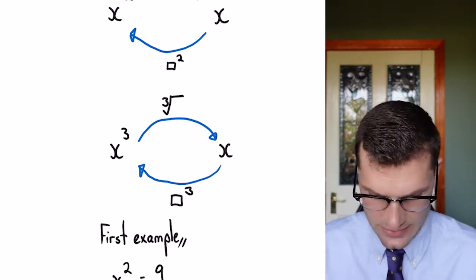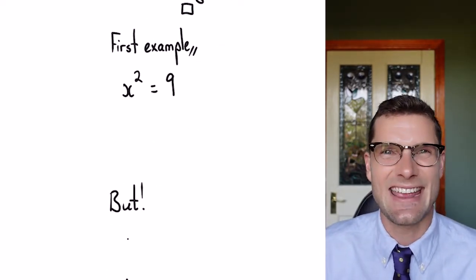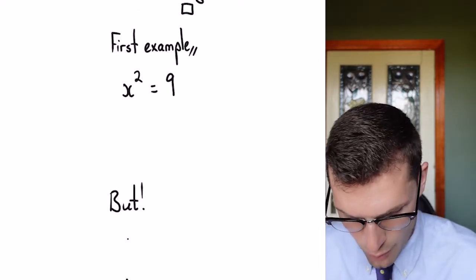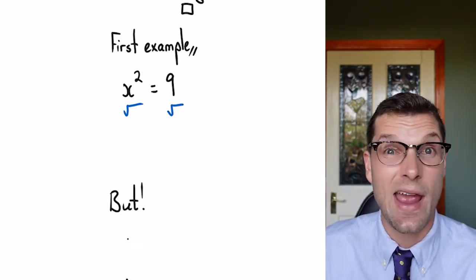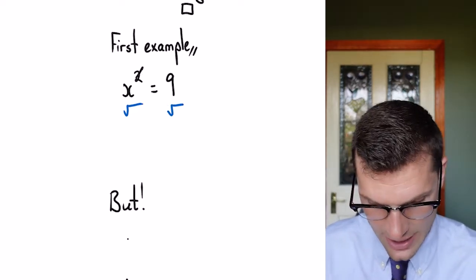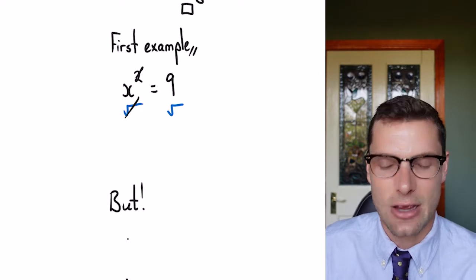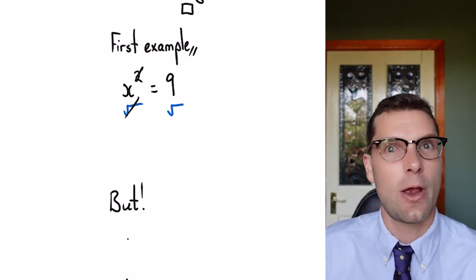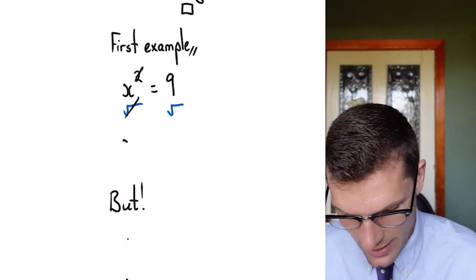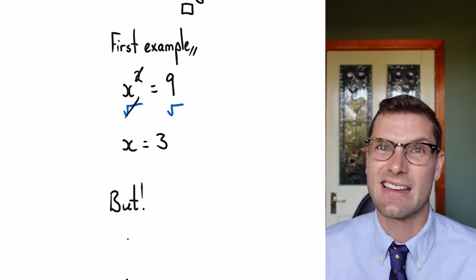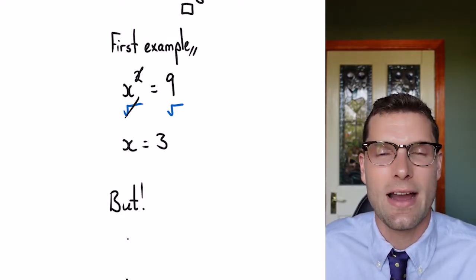So to see a couple of examples of this, we've got x squared is equal to 9. So I square root both sides. This is because the square and the square root kind of cancel each other out, leaving us with our letter by itself. And if we throw the square root of 9 into our calculator, we have x is equal to 3. Pretty simple. Feels like we got full marks.